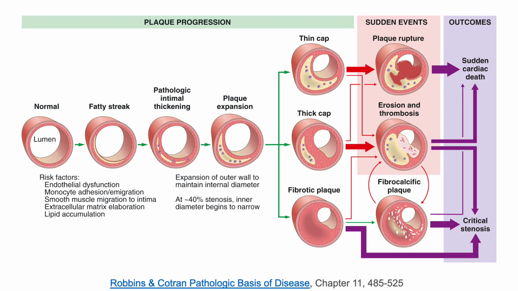But other plaques have a thicker fibrous cap with more collagen and extracellular matrix, which makes them more stable, but they will still decrease the radius of the lumen, leading to higher resistance and lower blood flow. And once there is critical stenosis, usually more than 70%, you're going to have insufficient blood flow, and that results in anginal symptoms.